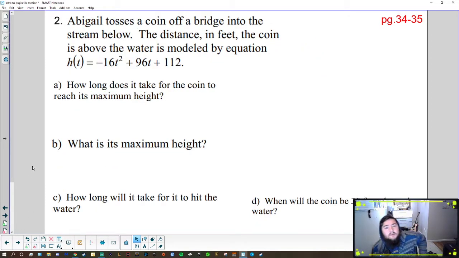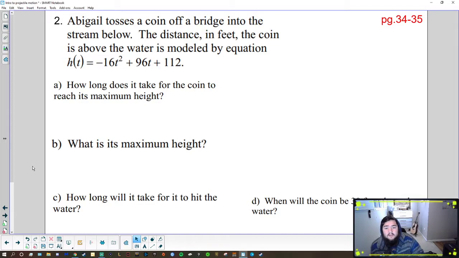Alright, so pages 34 to 35, make sure you're writing this all down. Abigail tosses a coin off a bridge into the stream below. The distance in feet the coin is above the water is modeled by the following function. Our first step whenever we're doing these problems is we need to figure out what's happening in the problem by drawing ourselves a picture.